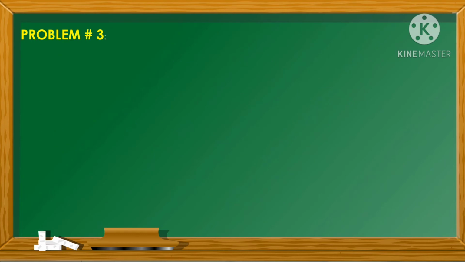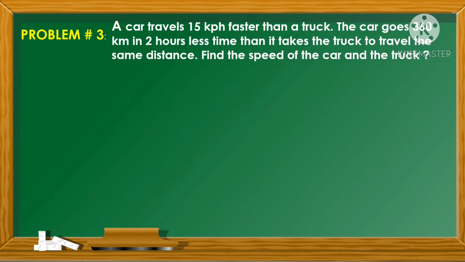Problem number 3. A car travels 15 kilometers per hour faster than a truck. The car goes 360 km in 2 hours less time than it takes the truck to travel the same distance. Find the speed of the car and the truck. So this problem, itong problem na ito ay example of motion problem.